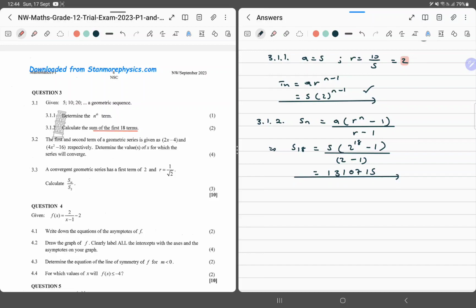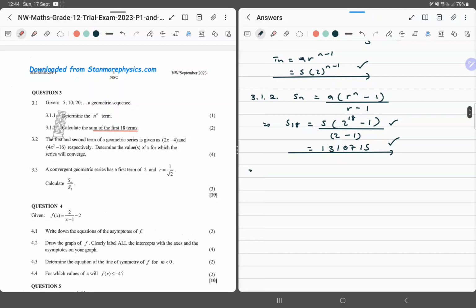Technically, what are you doing here? You're getting a mark for the correct substitutions and a mark for the answer. Nice and easy. So 3.2.